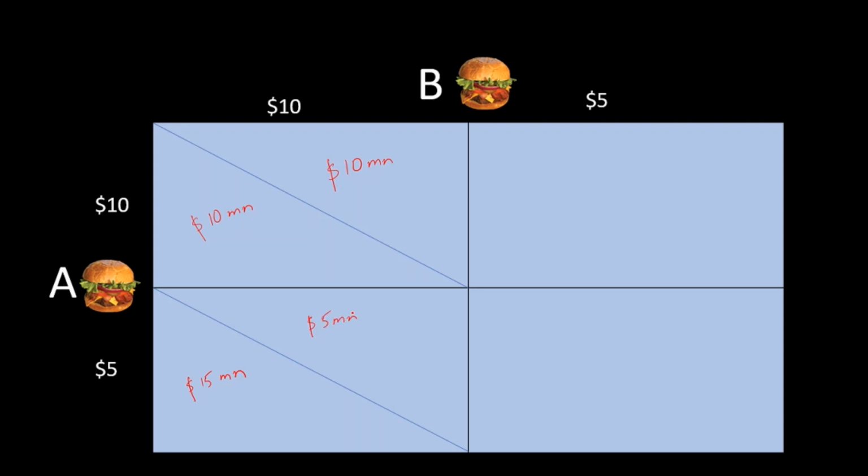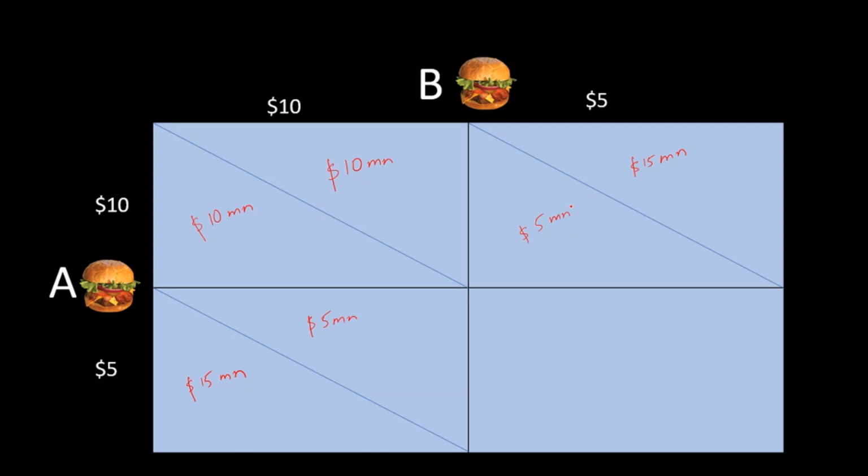Now let's look at this part of the matrix. What if firm A maintains its price at $10 but firm B lowers its price to $5? In this case, the sales for firm B would rise and hence the economic profits would rise to say around 15 million. So I should put 15 million here. Likewise, for firm A with such a high price as $10, the economic profits may fall to say $5 million.